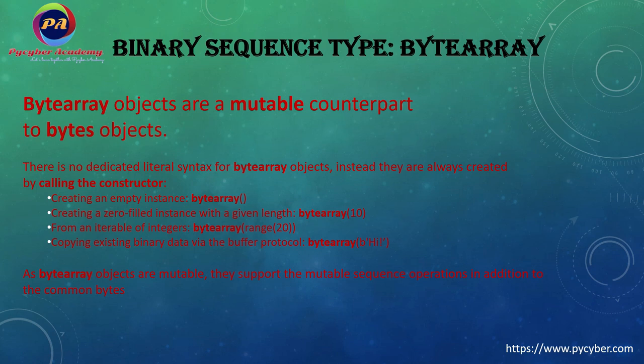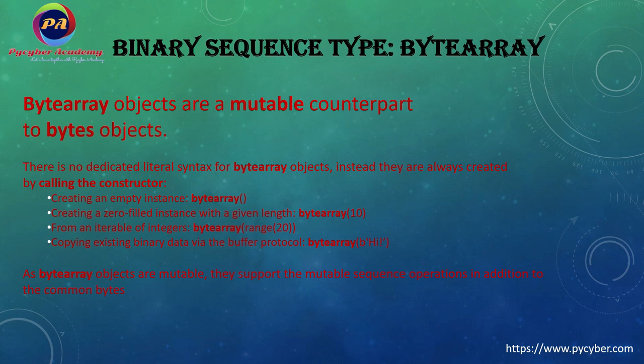Next onto bytearray. Bytearray objects are the mutable counterpart to bytes objects. So we know that bytes objects are immutable. We can't change them once we create them, but with a bytearray, when we create one, we can change the value of that bytearray. That means after creating an empty bytearray instance, we can add something onto that array. We can update that, but in bytes we can't update that. So this is the main difference between bytes and bytearray.